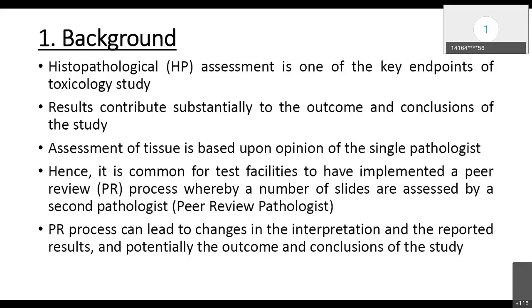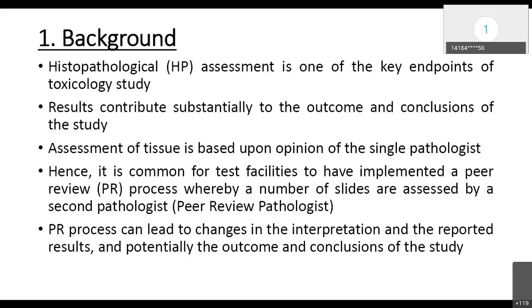And the results contribute substantially to the outcome and conclusion of the study, as any drug which is affecting an organ would also be a signal for clinicians when they conduct clinical trials of any new drug. So clinicians need to know what toxicities were observed or reported in various toxicology studies before clinical trials are initiated.